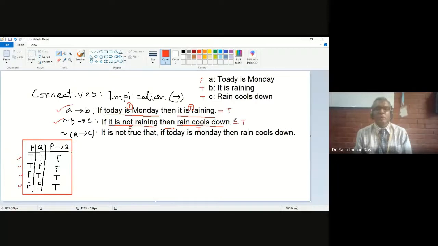So what do you think about this? If it is not raining, then rain cools down. Just try to imagine the situation and try to understand what is really happening. Now, tell me another example, which is the second line, which can be the example for this type of thing? T, then F, then the result will be F.